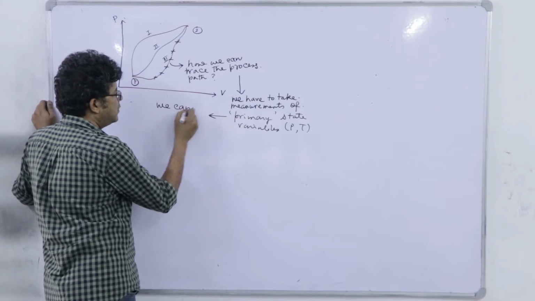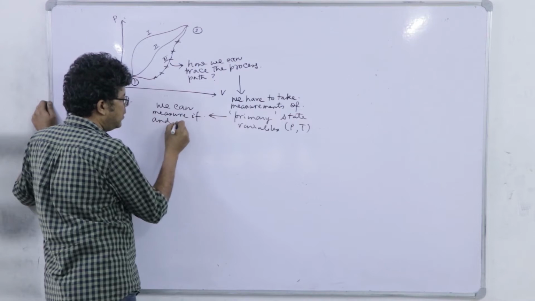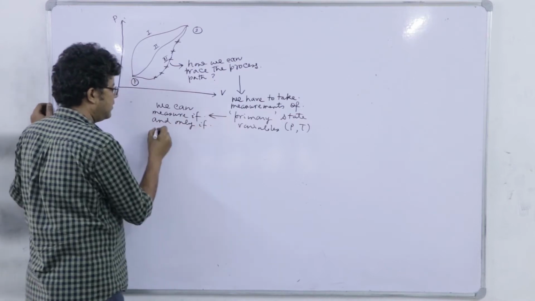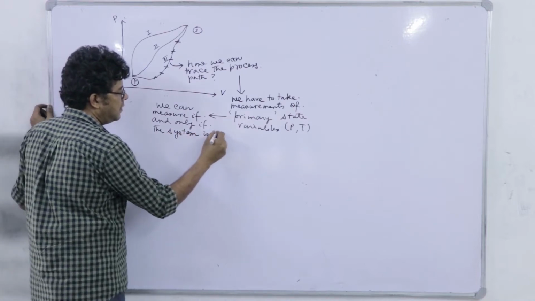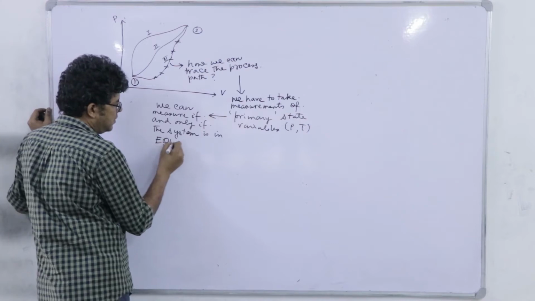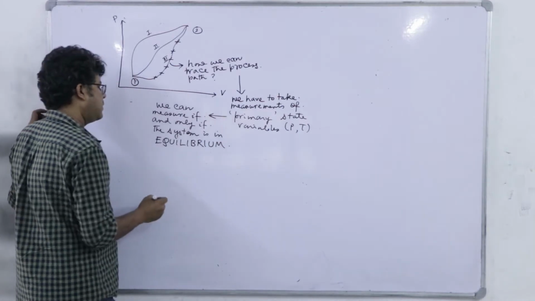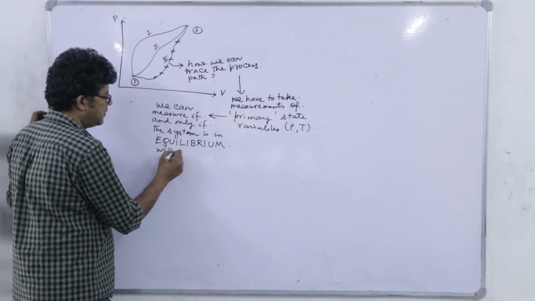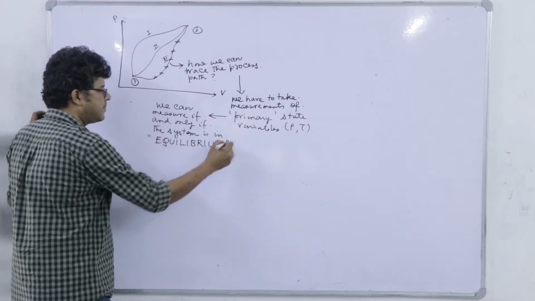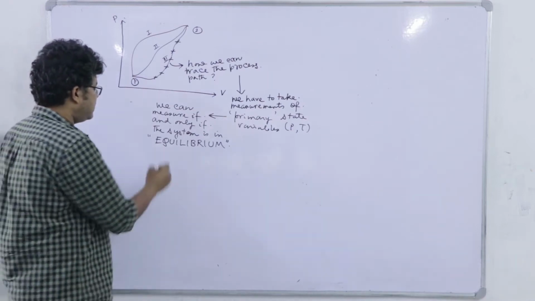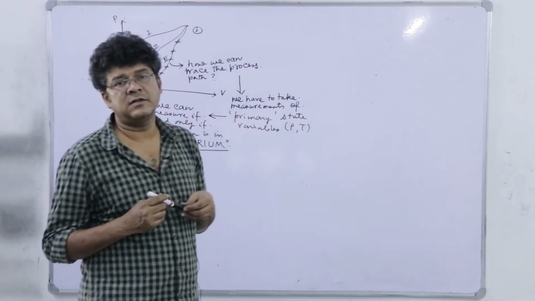Now, you see, when you take a measurement, we can measure if and only if the system is in equilibrium with the surrounding. System is in equilibrium, right. So, you have to understand this, but here comes a contradiction.